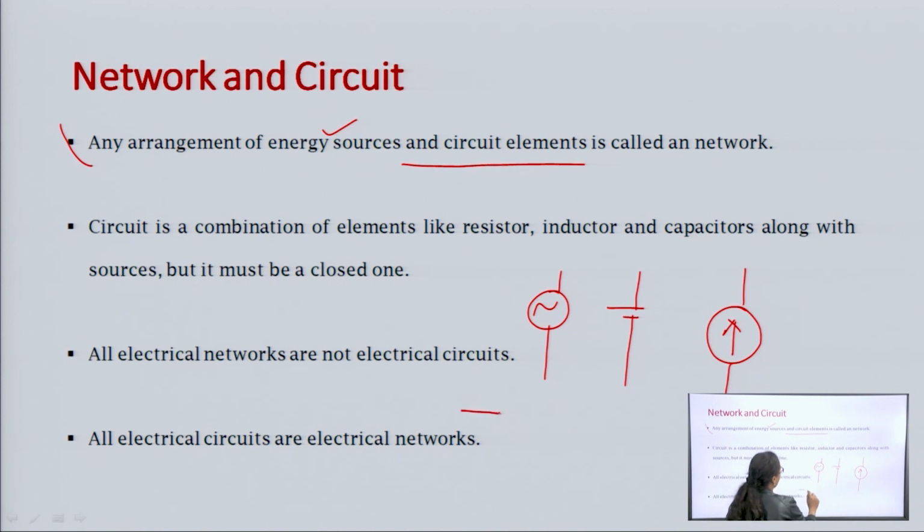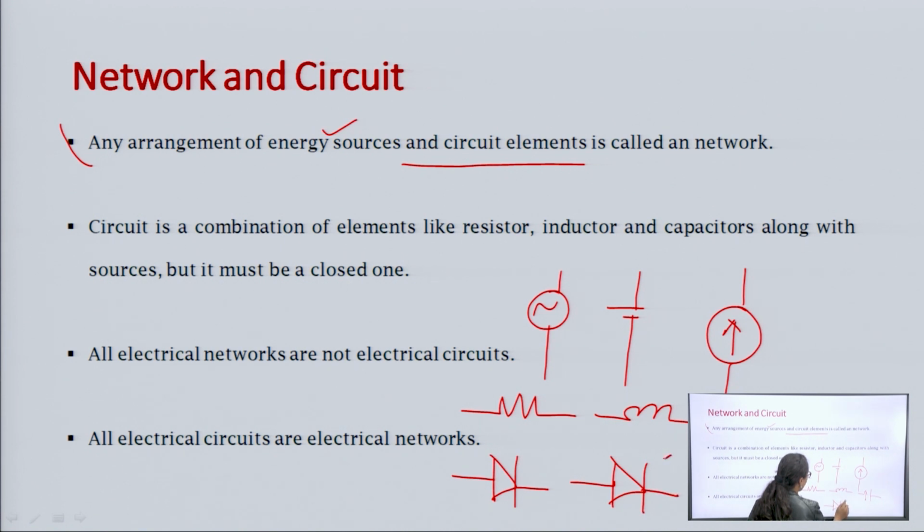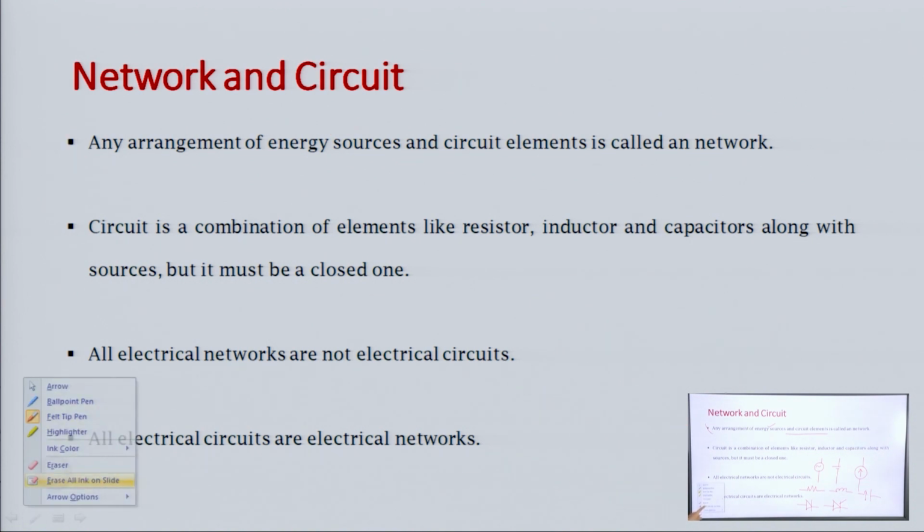and the circuit elements will be elements having R, L, C if we are dealing with electrical circuits, and if you are dealing with electronics, then circuit elements could be a diode, your SCR, or any electronic devices also, right. So these are the circuit elements and these are the energy sources. So basically the interconnection of your energy sources and the circuit elements is called a network, right.